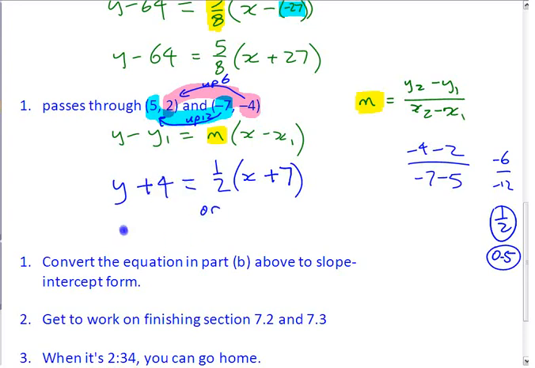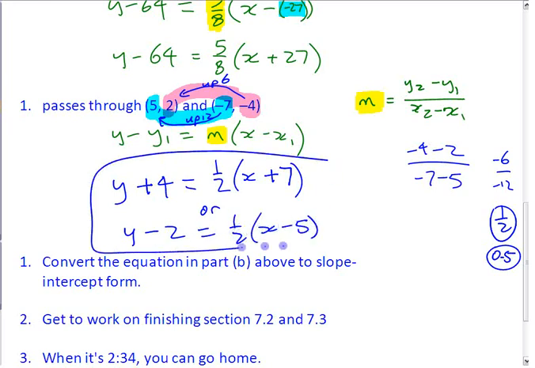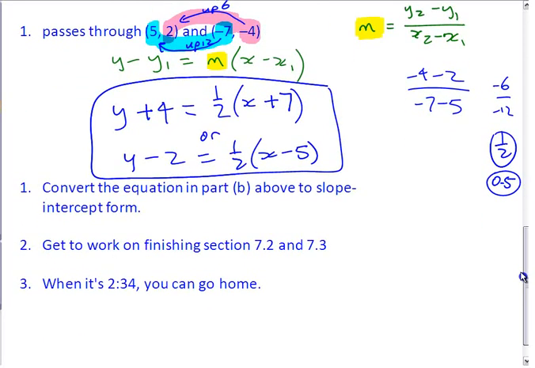Okay, the other way you could have written it is using the other point. You could have gone y minus 2 equals 1/2 (x minus 5). Either one of those is the right equation. Okay, either one of those works. Doesn't matter which point you use. Either one of them's fine.